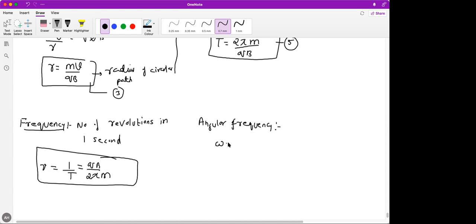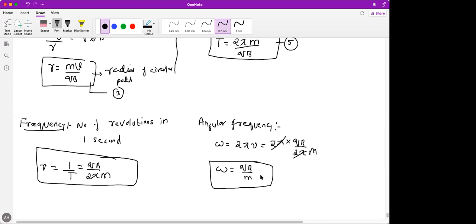Angular frequency, we represent it by omega. We can calculate angular frequency in this way, 2 pi into nu. So that's 2 pi into frequency, which is qB over 2 pi m. So this 2 pi will cancel this 2 pi and you will get that your omega is qB over m. That's omega, angular frequency. Its SI unit is radian per second. Its SI unit is hertz.